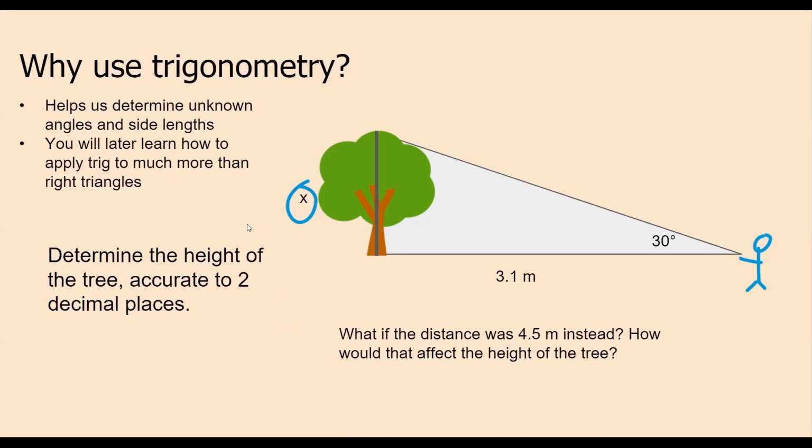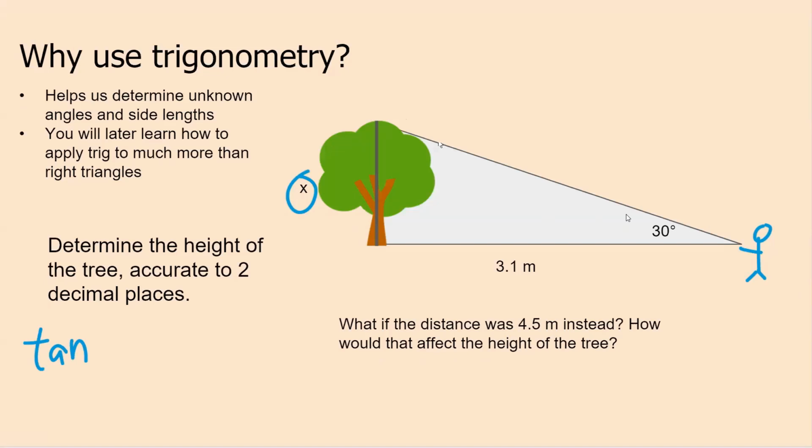So what we're going to do here is, essentially this is a right triangle, right? We're looking for the opposite, and we have the adjacent. So if you remember from the last slide, the ratio that uses both opposite and adjacent is tan. So we're going to use the tan ratio. We already have the angle, so we can just put that in. So tan of 30 is equal to opposite, which is x, over the adjacent, which is 3.1 meters.